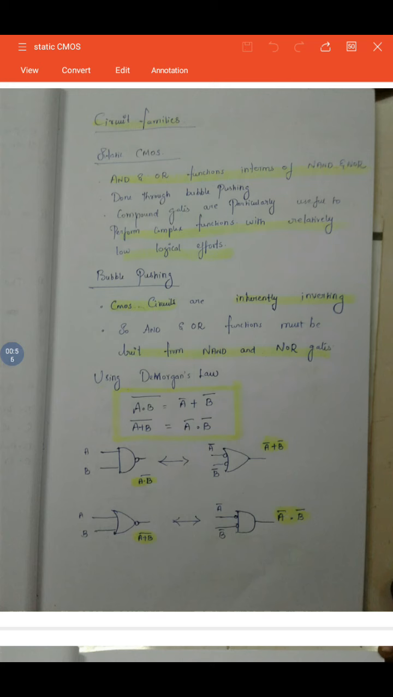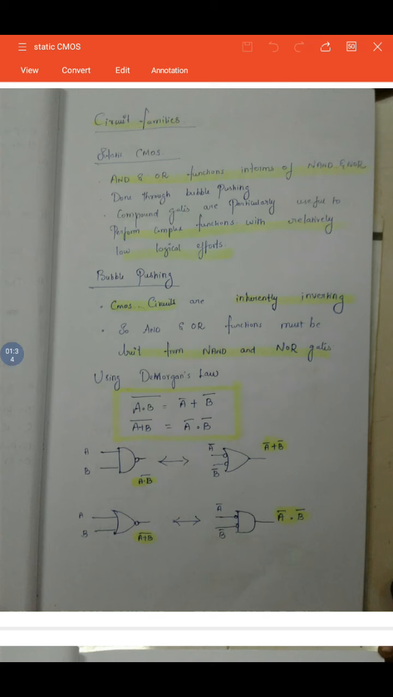For understanding bubble pushing, we are going to use De Morgan's law. Before that we must know one thing. Generally, CMOS circuits produce an output that is of inverter type, so CMOS circuits are inherently inverting. So AND and OR functions must be built from NAND and NOR gates. Using De Morgan's law, we know that (A dot B) the whole bar is equal to A bar plus B bar, and also (A plus B) the whole bar is equal to A bar dot B bar.